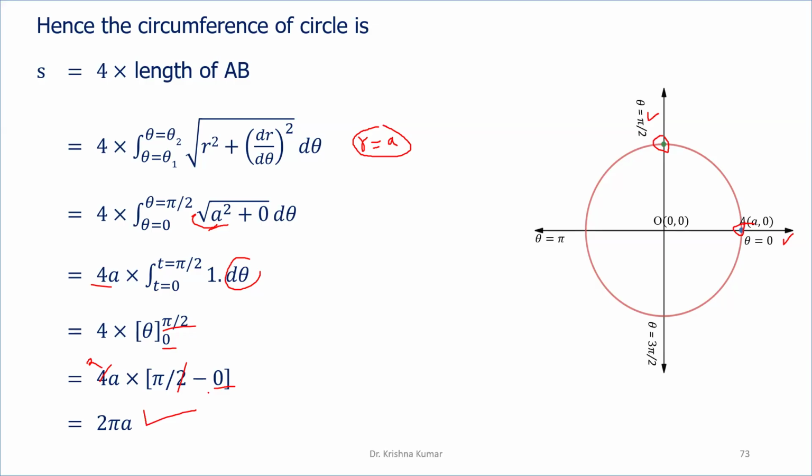So in this example, we found the circumference of the circle using the polar form. And in all three examples, we have shown that the circumference of the circle is nothing but 2 pi a. The method does not matter here; with all three methods, we got the same circumference of the circle. Thank you.